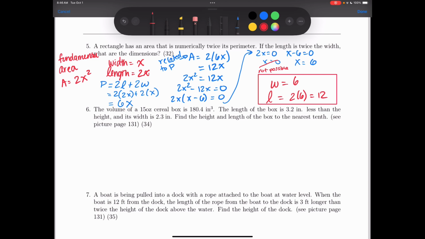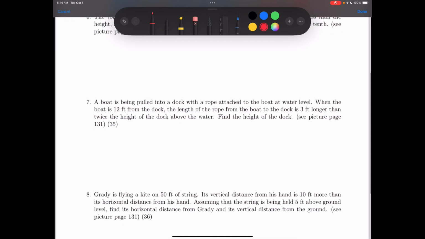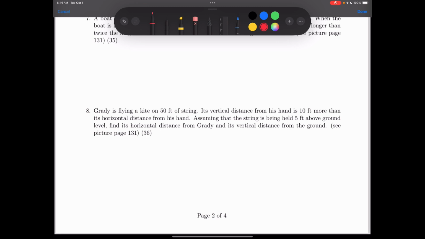All right, number 8. Grady is flying a kite on a 50 feet of string. Its vertical distance from his hand is 10 feet more than the horizontal distance from his hand. Assuming the string is being held 5 feet above the ground level, find the horizontal distance from Grady and its vertical distance from the ground. And there is a picture on page 131, so that one does have a picture.